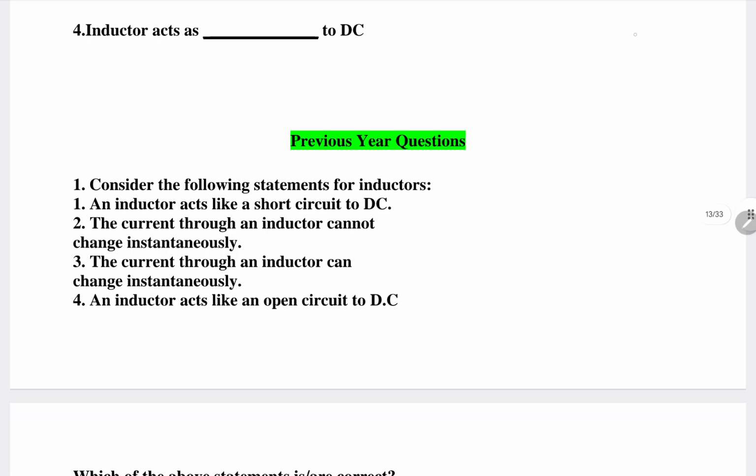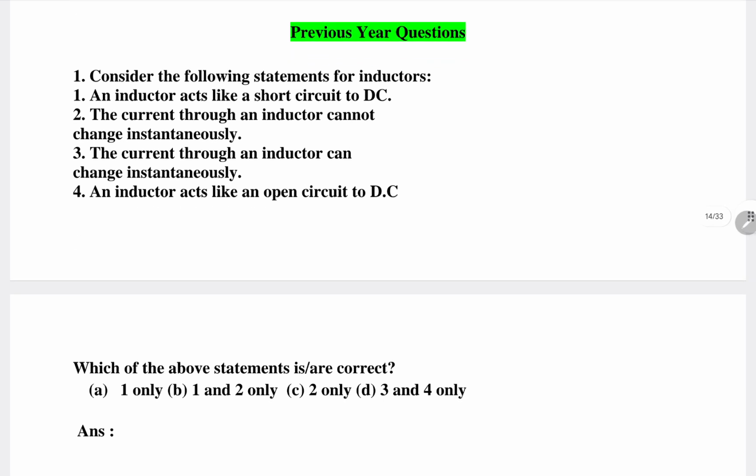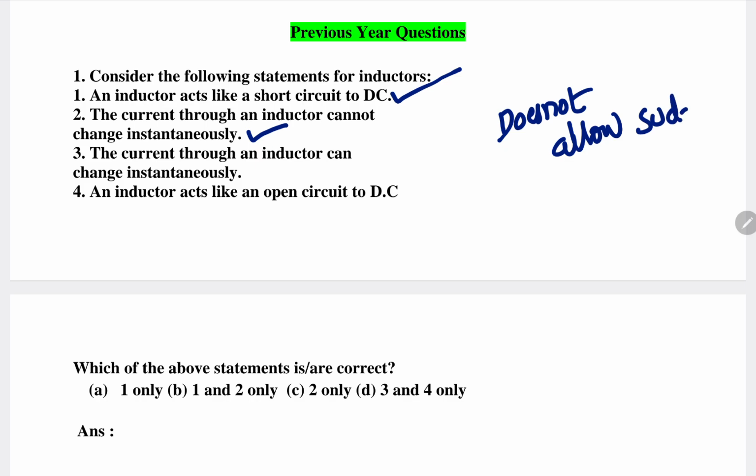Next, consider the following statements. Carefully observe. An inductor acts like a short circuit to DC. This is correct. The current through an inductor cannot change instantaneously. We know an inductor does not allow sudden changes in current. The property of the inductor is it does not allow sudden changes in current. So this is also correct.